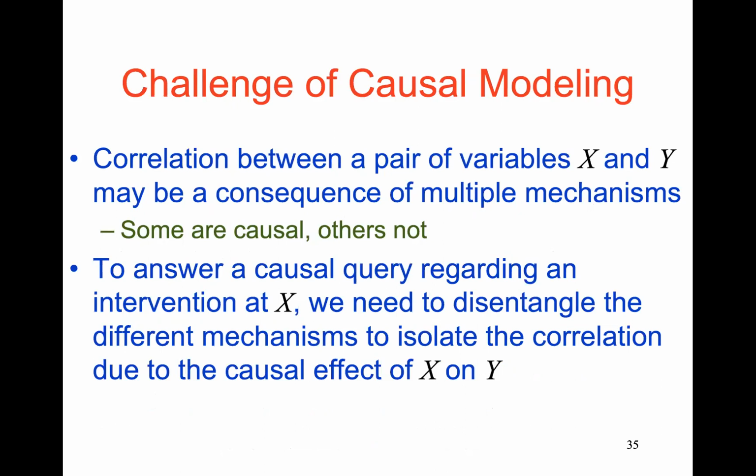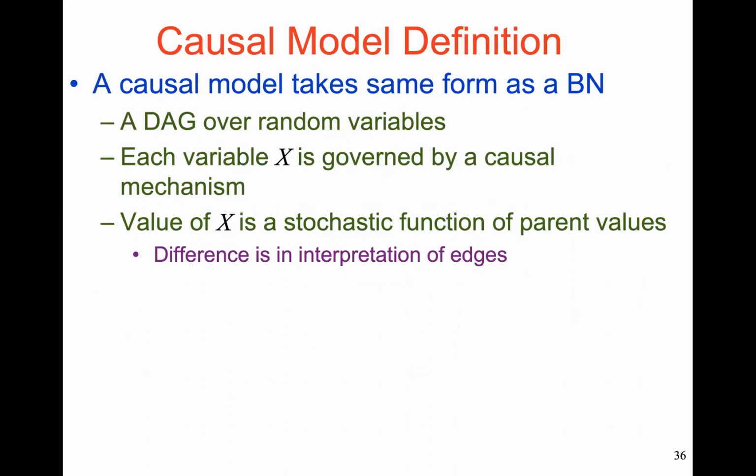So the challenge of causal modeling is that the correlation between a pair of variables X and Y may be a consequence of multiple mechanisms. Some are causal, others not. So when you have two variables correlated with each other, that could be due to multiple mechanisms, some causal, others not. To answer a causal query regarding an intervention on X, we need to disentangle the different mechanisms to isolate the correlation due to the causal effect of X on Y. Right. So what would happen if we change X? That's the intervention.